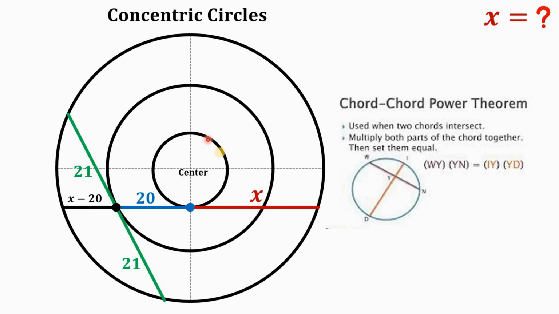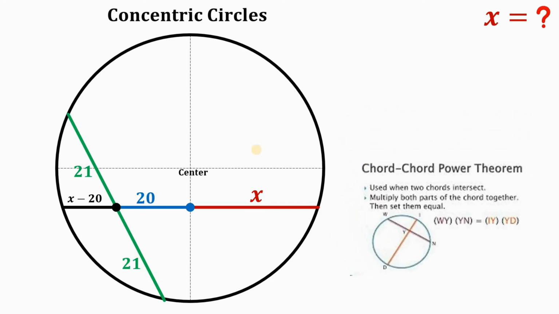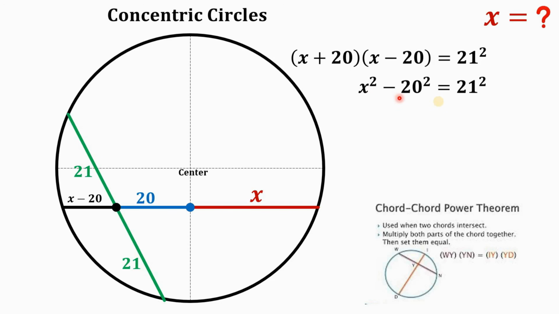Now, we don't need this small circle and also this medium circle. What we need is the big circle, because we can now use what we call the chord-chord power theorem. So using the chord-chord power theorem in this figure, we can say that x plus 20 multiplied by x minus 20 equals 21 squared. Now simplify, this is just x squared minus 20 squared equals 21 squared. Now add 20 squared on both sides, we have x squared equals 21 squared plus 20 squared.